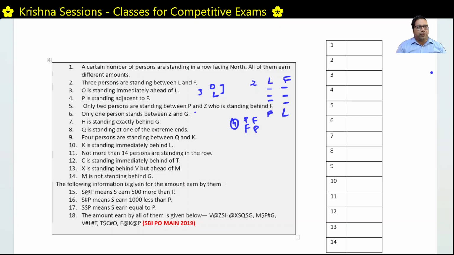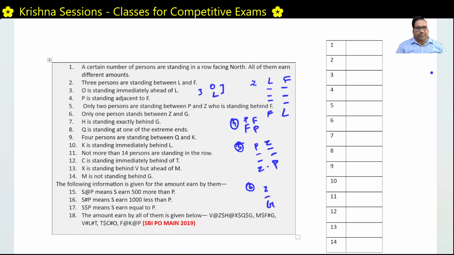As per condition number 5, only two persons are standing between P and Z. So P, 1, 2, Z or Z, 1, 2, P. This is condition number 5. As per condition number 6, only one person is standing between Z and G. In condition number 5, we are talking about P and Z, there are two spaces. Now we are talking about Z and G, there is one space.